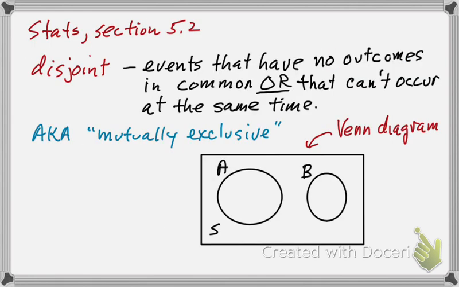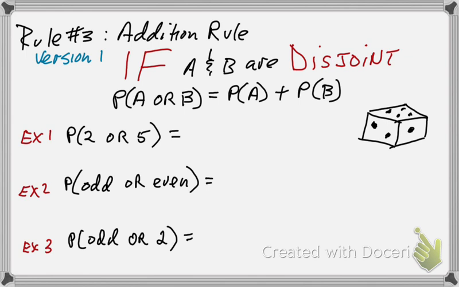Rule number 2. The sum of probabilities over the sample space is 1. If this had a bunch of events in here, if I add up all their probabilities, I'm going to get 1. That's rule number 2. And now we get to rule number 3. It has 2 versions. This is version 1. And this says if A and B are disjoint, then I can use this version. This is rule 3, called the addition rule. And it comes in anytime you see the word or. When you see the word or, think this rule.